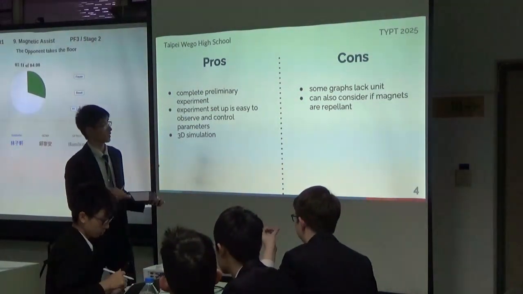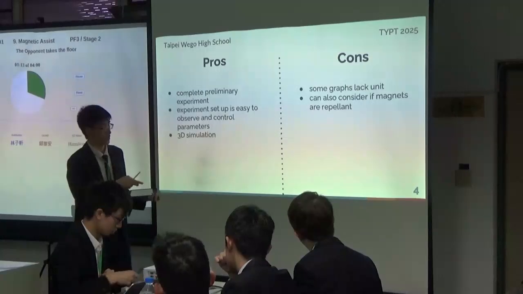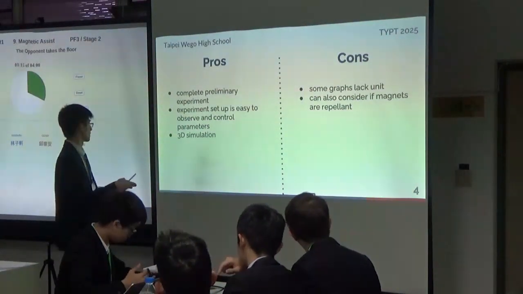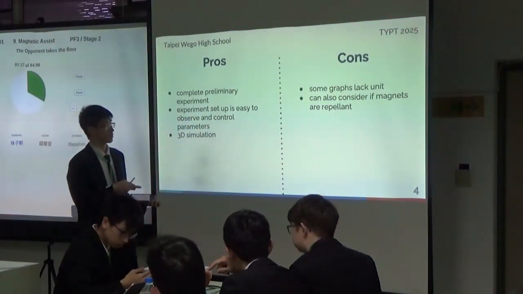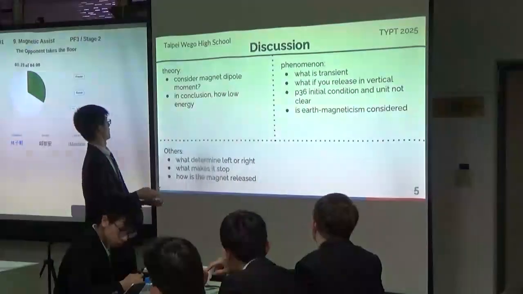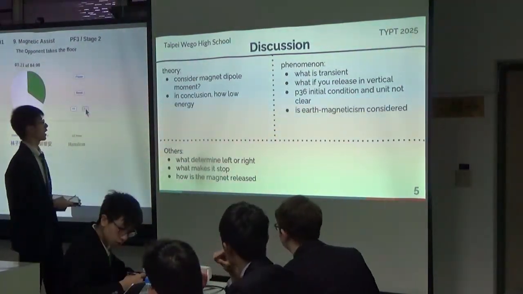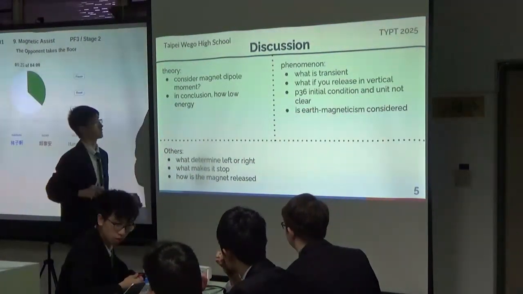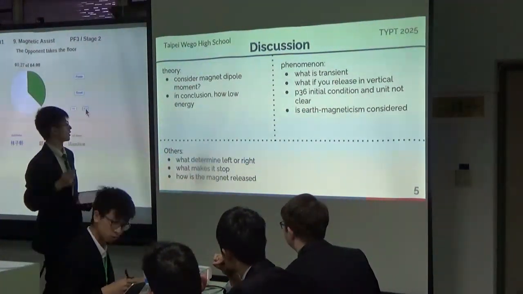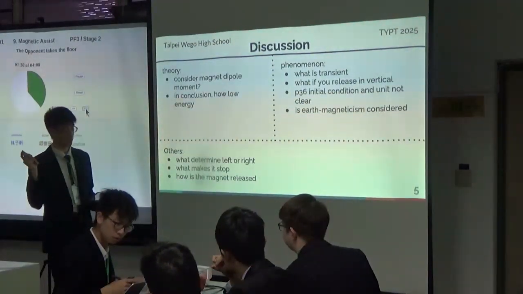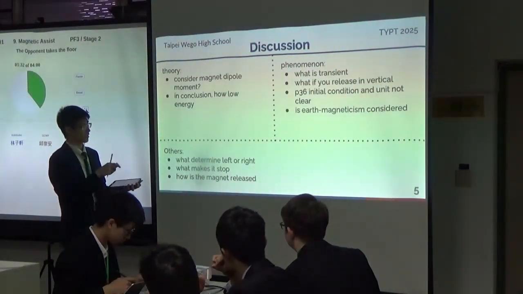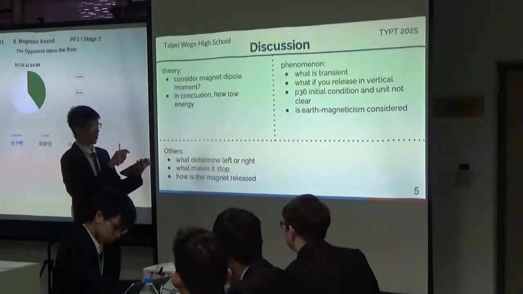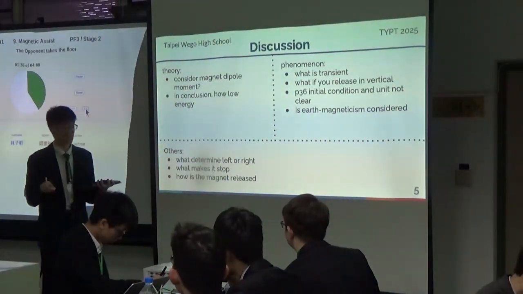But for the cons part, they lack some graphs. For some graphs, they lack some units and some coordinates. And they could also consider that the magnets are repellable. So for the discussion part, I am very curious about considering the magnetic dipole moment in your theory, yes or no. And in your conclusion, you say in low energy, like specifically how low.